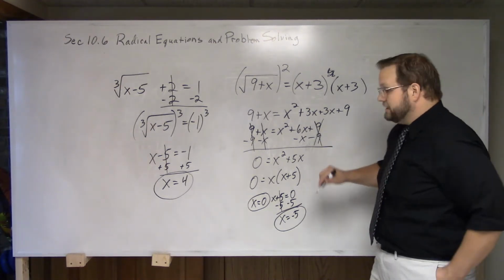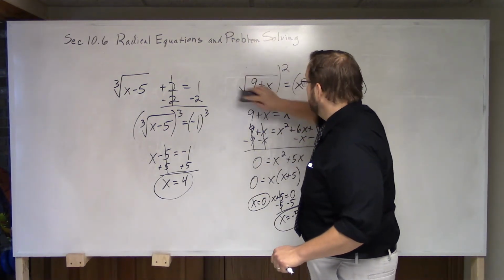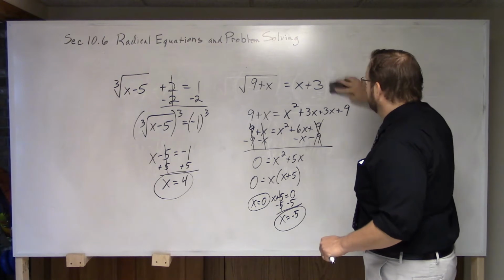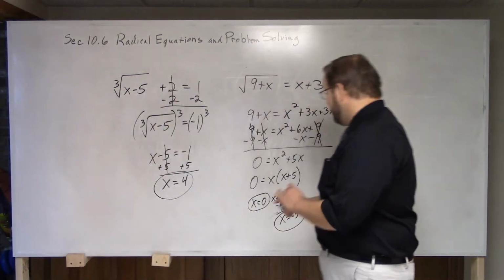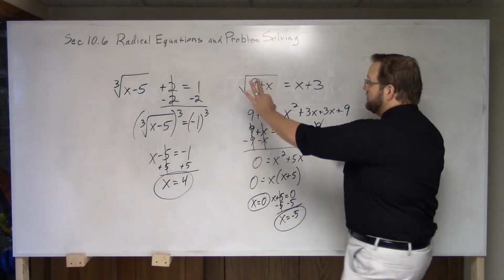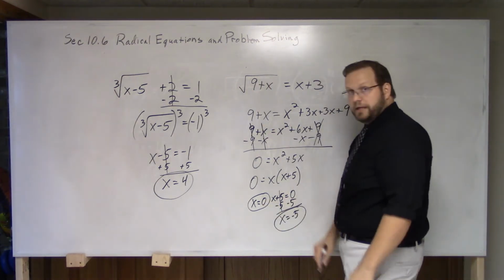I go back to the original form of this equation. And I need to plug into that. Now, I'm going to start with a 0. 9 plus 0 is 9. Square root of 9 is 3. So I have a 3 here. 0 plus 3, 3 here. We're good. This is a good answer.